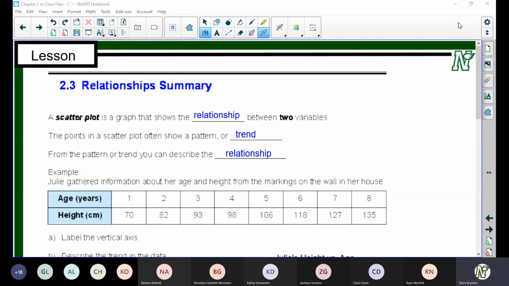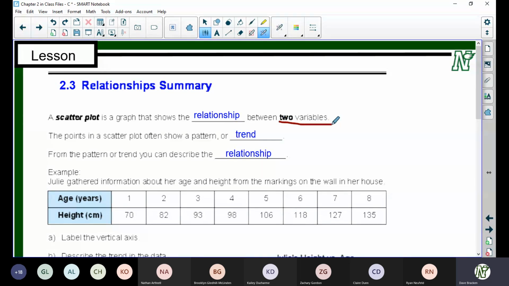So yesterday, here's what we did. It was a little intro to a scatter plot, and a scatter plot is just actually a picture. That's all it is. It's a picture of a table. It's a picture of data. So it's a graph that shows the relationship between always two variables. And the one that we did a little more of today was the number of days absent and your mark.